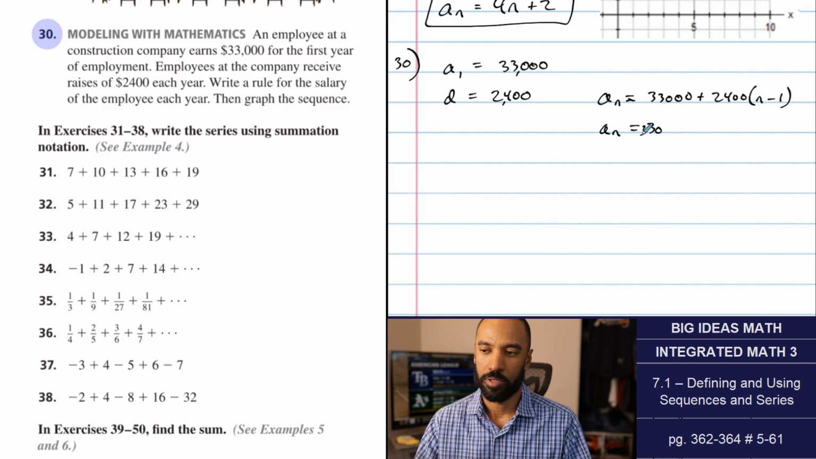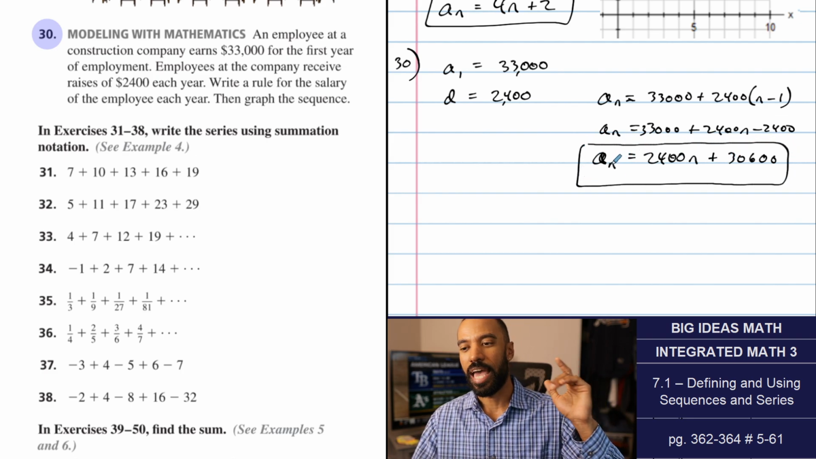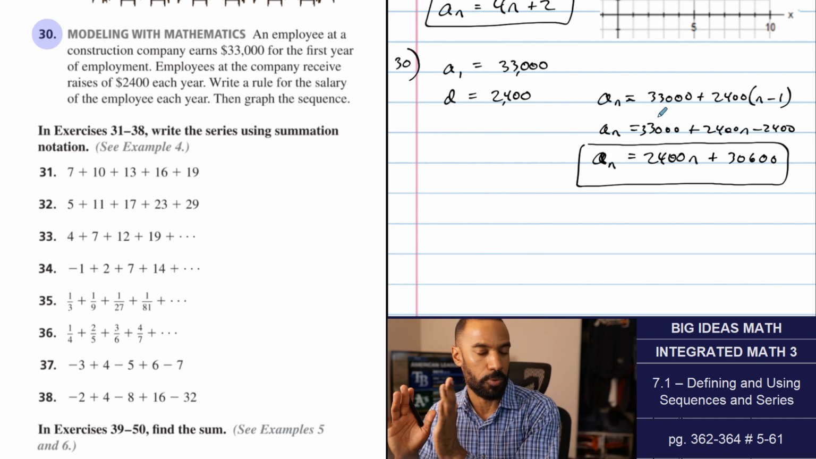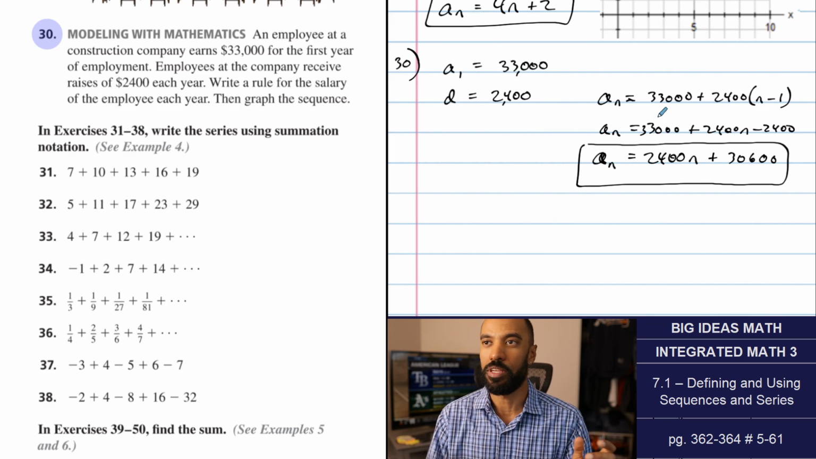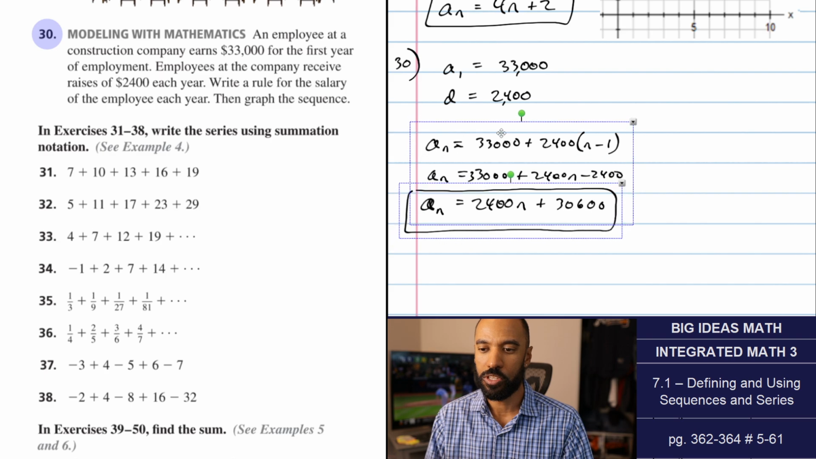Now as I distribute like that, we will get a sub n equals 2400n plus 30600. Did I do that right in my head? I think so. So this would be our rule, where n is the number of years, with the 33,000 being the first year, and the value being how many dollars you have out from it. So let's move these over here.